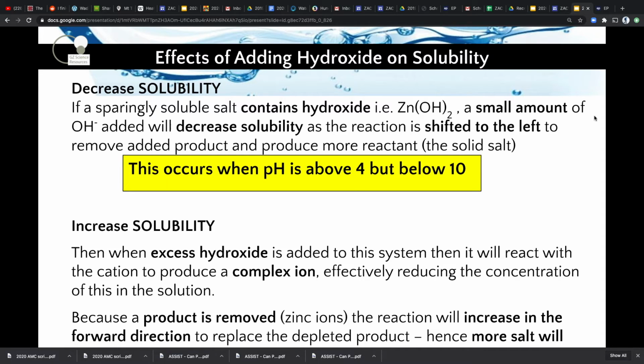Cool. So if you add too much, it makes the complex ion. Okay, that makes sense. What's between 4 and 10? Forms more precipitate. Yeah. Equilibrium shifts to the left in that range because hydroxide is pushing it towards that.